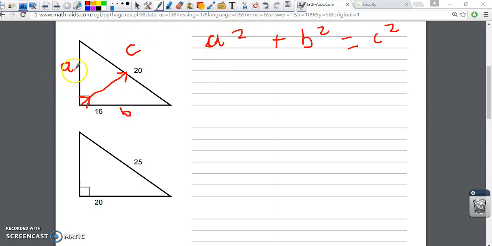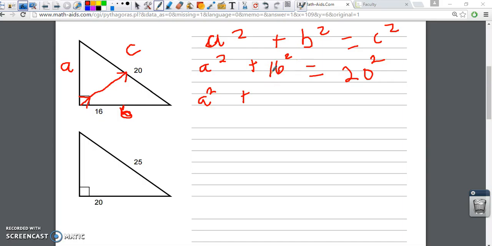A squared, do I have an A? No. So I'm going to bring that straight down as I see it. Plus B squared, do I have a B? Yes, I do. B equals 16, so I will do 16 squared. Equals C squared. Do I have a C? Yes, I do. C is 20, so 20 squared. Now, I can't solve that because the A is there, so I'll bring it back down again. Plus 16 squared. This is 16 times 16, my friends, not 16 times 2.